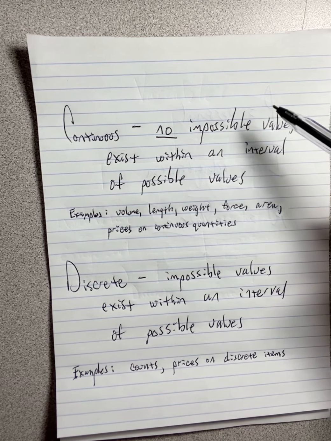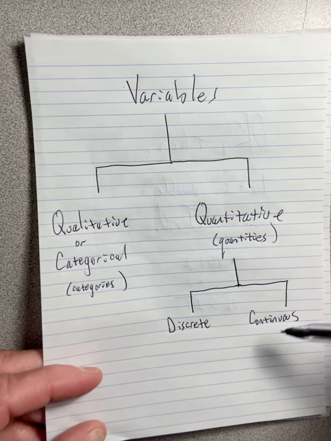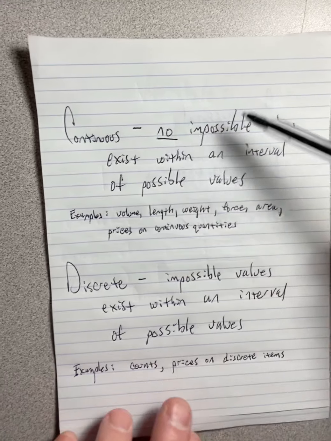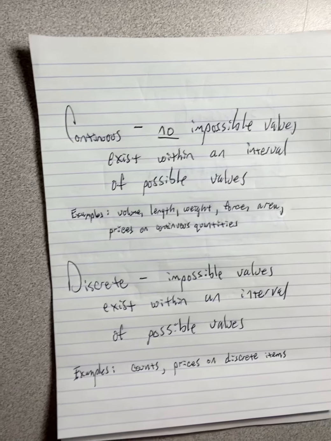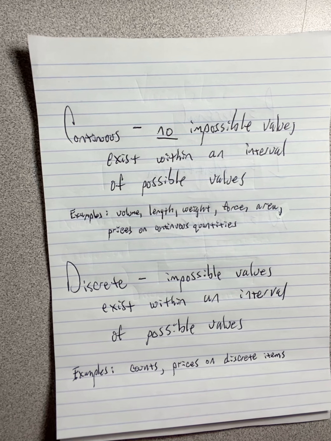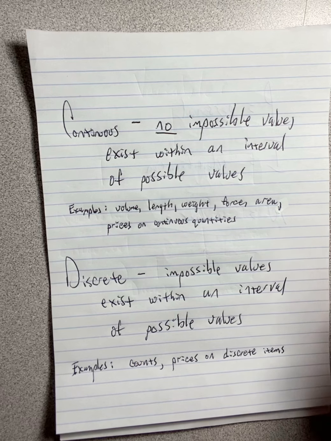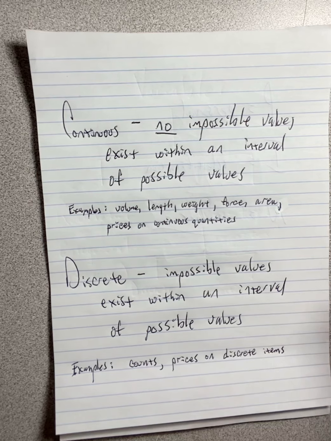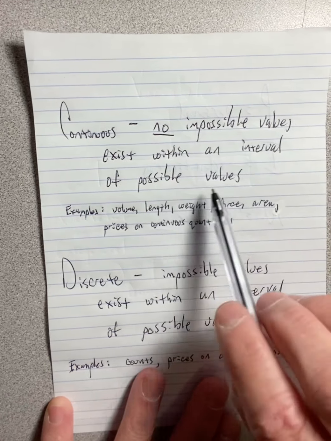Okay, so these quantitative variables divide up into discrete and continuous, and that's where the complication comes in. So continuous variables are ones where there are no impossible values existing within an interval of possible values. Now, sometimes we round off, or our method of measurement limits us to certain possible values. We're discounting that. If your method of measurement is what's limiting you, don't worry about that. Or if you're rounding off, don't worry about that. But if it's possible to have any value within a range of values, then you're continuous.